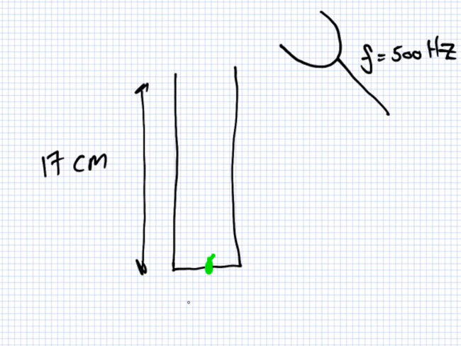Can I draw the next one? Well, there's only one more. So the second air pipe is closed at one end. So that's when you have a pipe and this side is closed and this side is open.